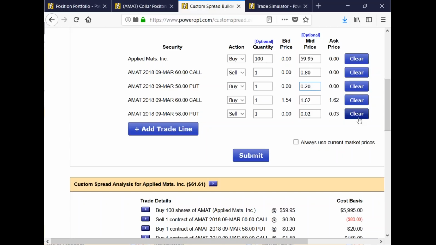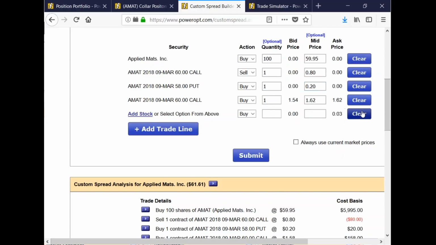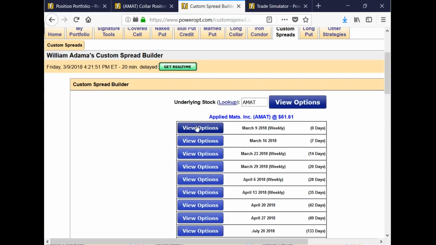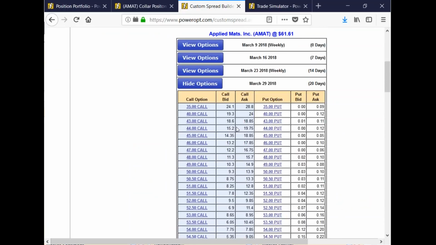All right. Now, I can add in the new 4 legs, but what I'm actually going to do here is just clear these out. We saw a $1.02 gain. So what is that going to do to our cost basis? We now have a cost basis of $60.97 to stay in the position. Based on what I saw in the position analysis, I want to see now what would happen on March 29th.